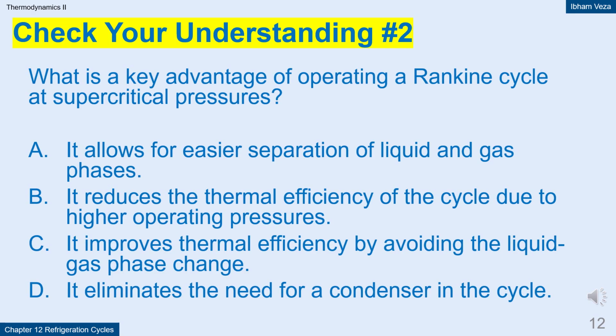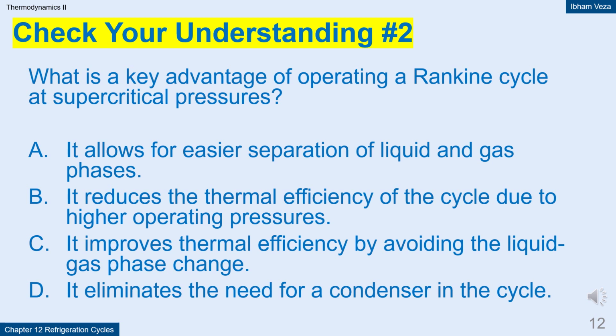Answer C. It improves thermal efficiency by avoiding the liquid-gas phase change. Explanation of why other answers are wrong. A. It allows for easier separation of liquid and gas phases. Incorrect, because supercritical operation avoids the liquid-gas phase change altogether, so separation is not relevant.